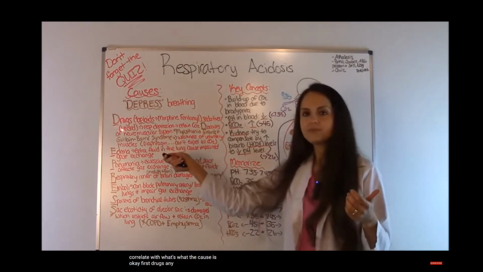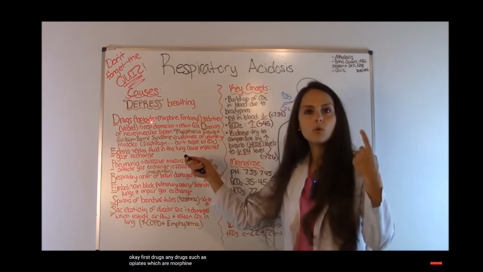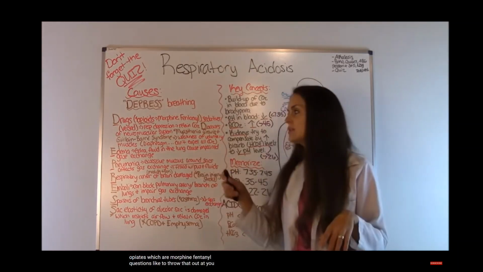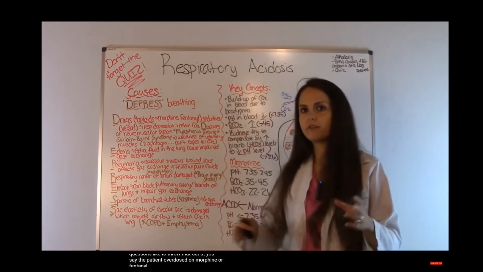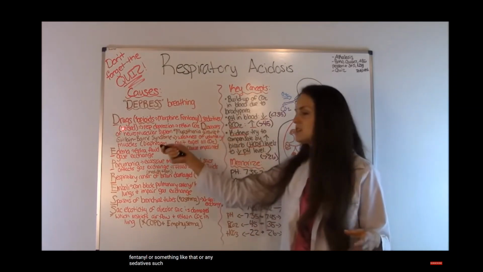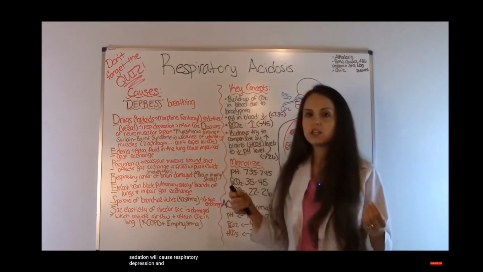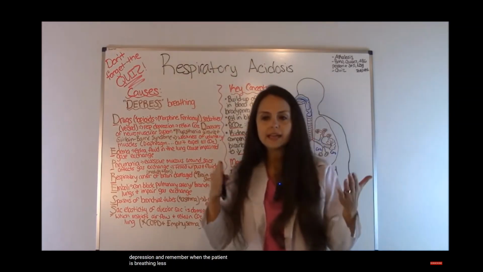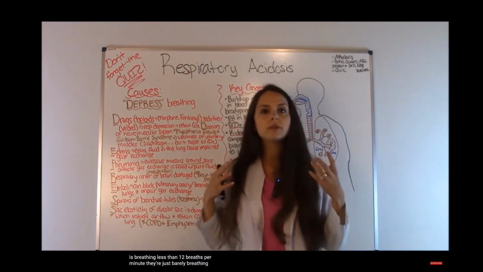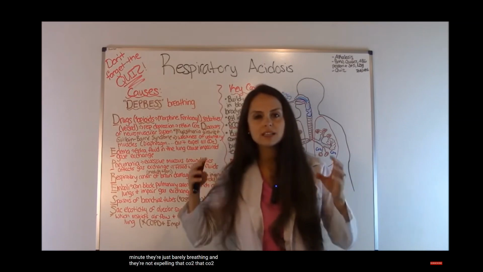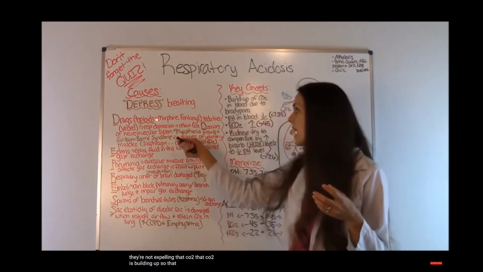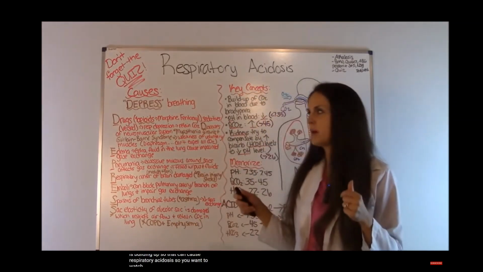Okay, first, drugs. Any drugs such as opiates, which are morphine, fentanyl, questions like to throw that out at you, say the patient overdosed on morphine or fentanyl or something like that, or any sedatives such as Versed, that's a lot of times given during moderate sedation, will cause respiratory depression. And remember, when the patient is breathing less than 12 breaths per minute, they're just barely breathing and they're not expelling that CO2. That CO2 is building up. So that can cause respiratory acidosis. So you want to watch patients with that.